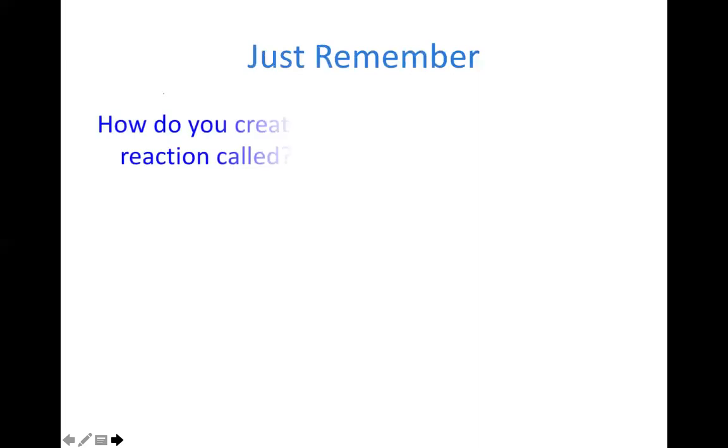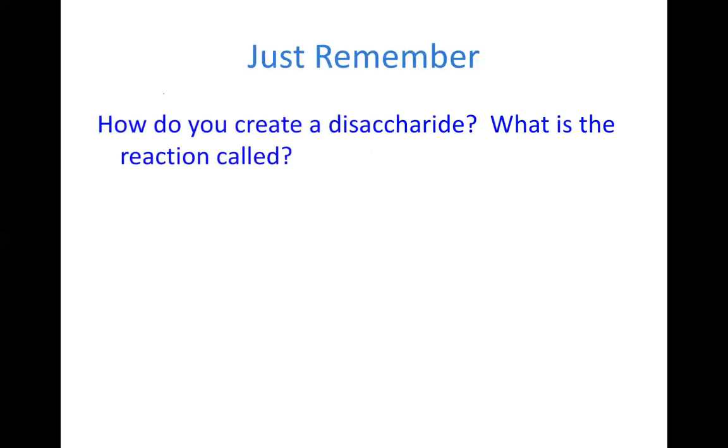So the breakdown and formation of fatty acids is actually very similar to carbohydrates. And I guess I should say the breakdown and formation of triglycerides is very similar to carbohydrates. So when you create a disaccharide, what is the reaction called? A disaccharide is a sugar, right? So it's 2 sugars combined. So when you combine 2 single sugars, you have a condensation reaction.